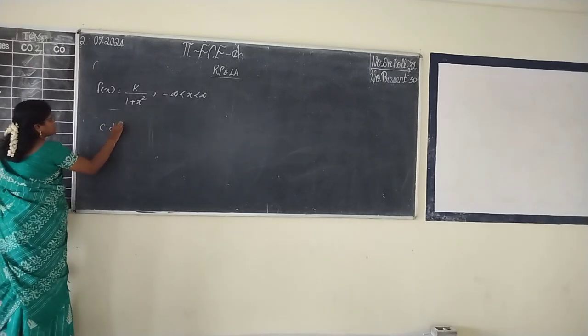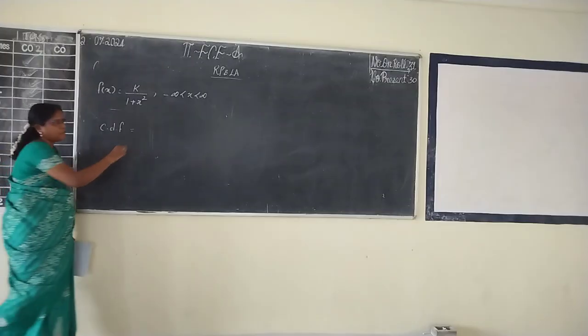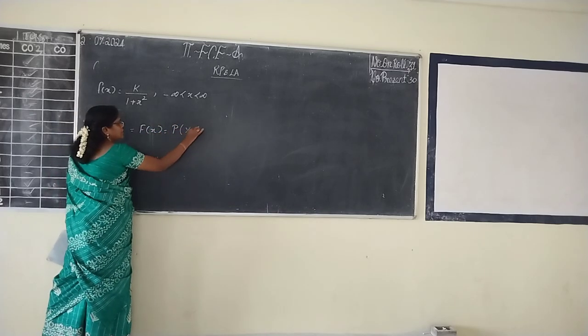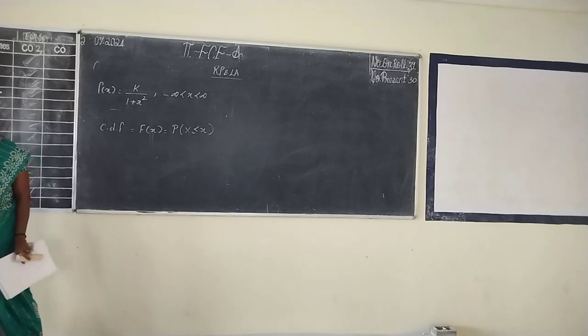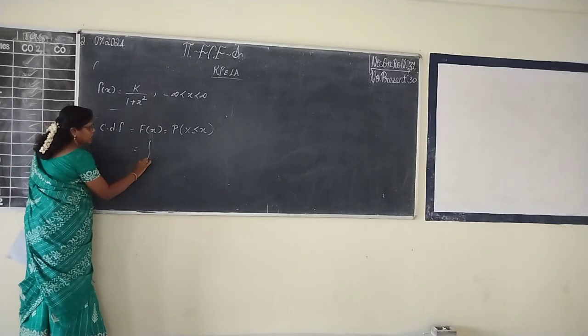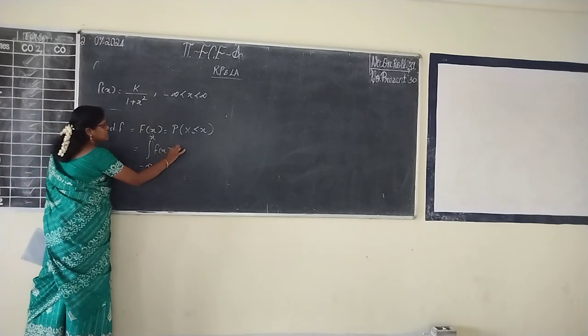Cumulative distribution function, capital F of x, is equal to the probability of capital X less than or equal to small x. This is the general definition. For the continuous case, the formula will be the integral from minus infinity to x of f of x dx.